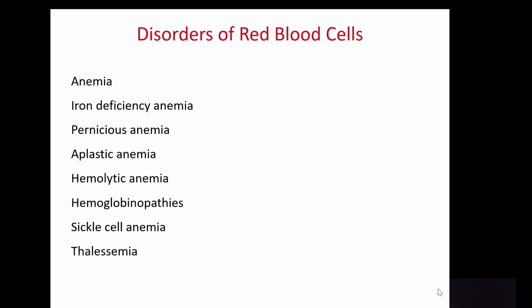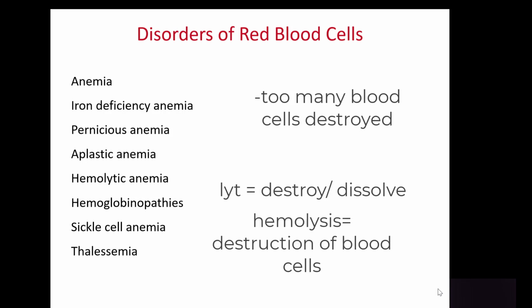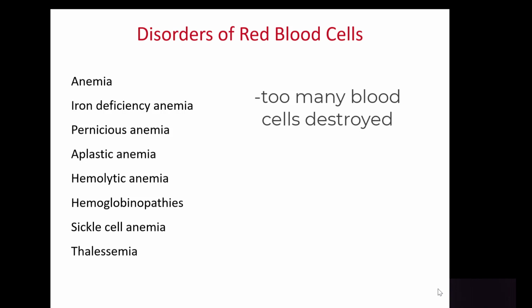The last category of anemia is when too many blood cells are destroyed. This includes hemolytic anemias. Remember, the root lyt means destroy, so hemolysis refers to the destruction of blood cells. There are many things that can cause red blood cells to rupture prematurely, like certain toxins, drug reactions, venoms, transfusion reactions, like if we give someone the wrong blood type, for example.